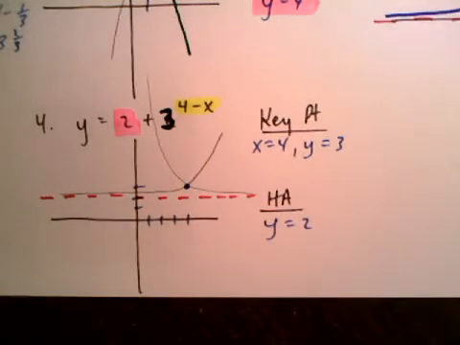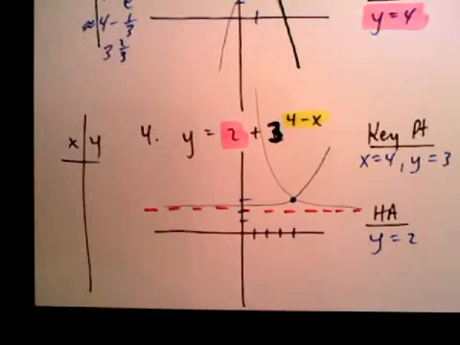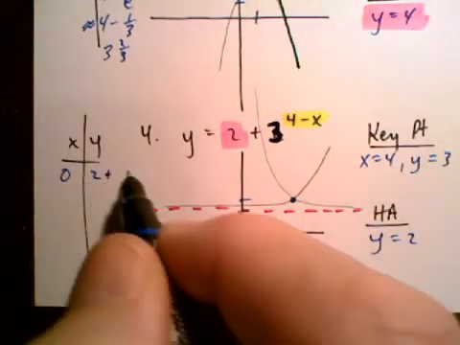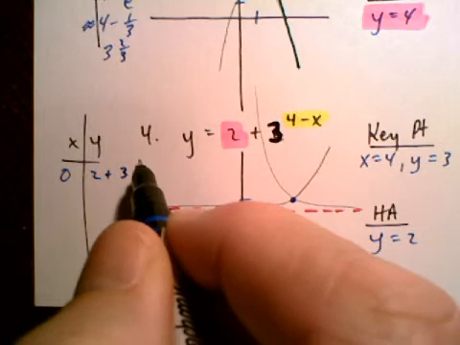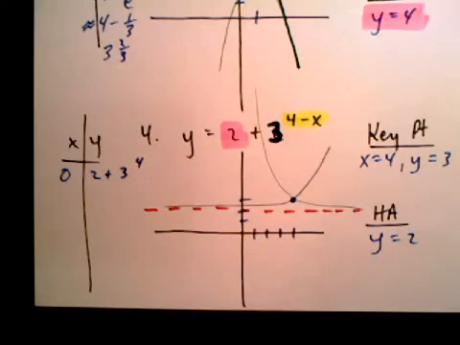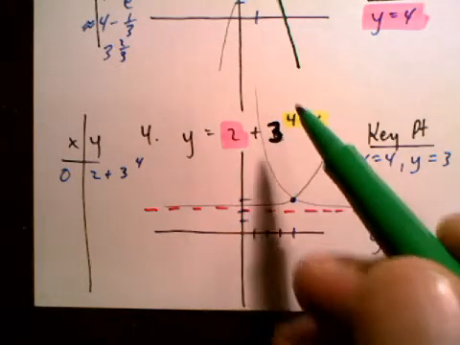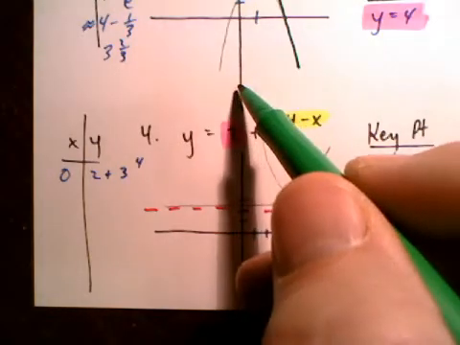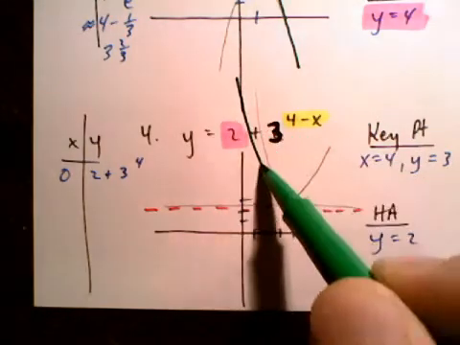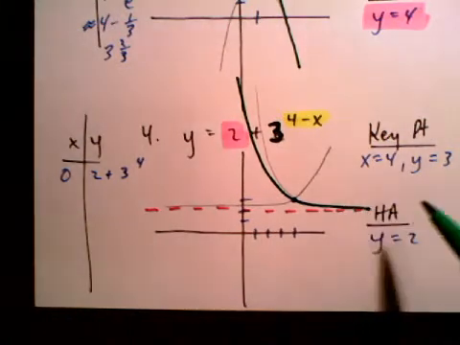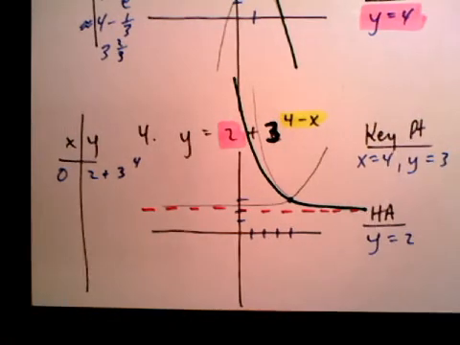So let's choose x equals 0. And when x equals 0, we get 2 plus 3 to the 4th power. Okay, well, obviously that's not between 2 and 3. 3 to the 4th power is 81, and 81 plus 2 is 83, so yeah, it's going to be a really big number. So let's just draw the graph like this. So you know it's going to come down like that. I hope that helps. I really do.